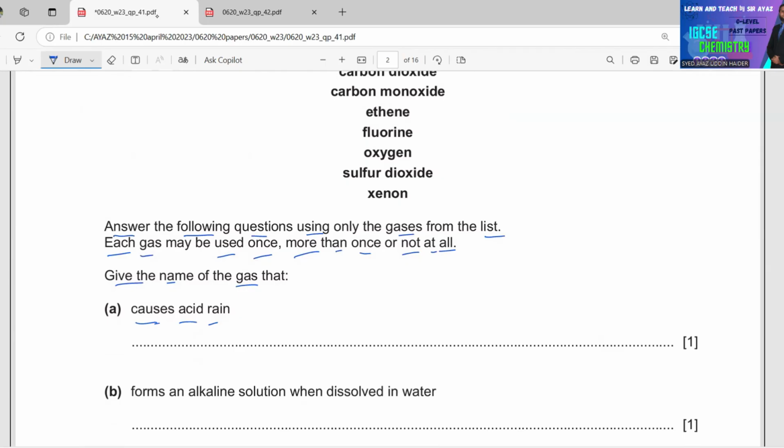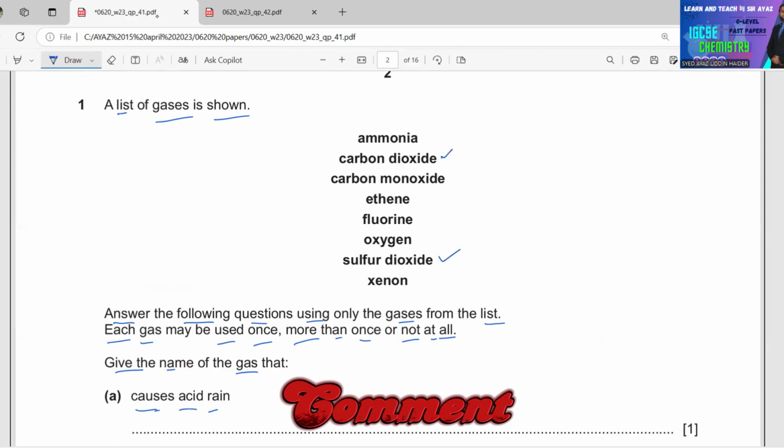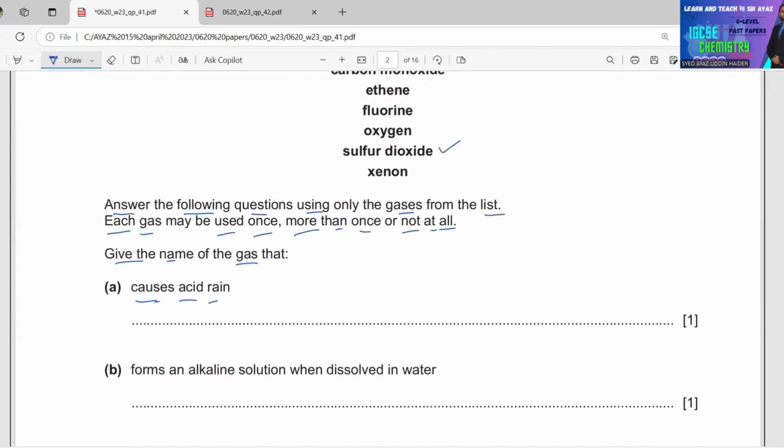If you look at the list, you will find acidic oxides. We have 2 acidic oxides, carbon dioxide and sulfur dioxide. Both are acidic oxides, which means both will be responsible for acid rain. But the main culprit for the acid rain is sulfur dioxide, not carbon dioxide. So you write sulfur dioxide.